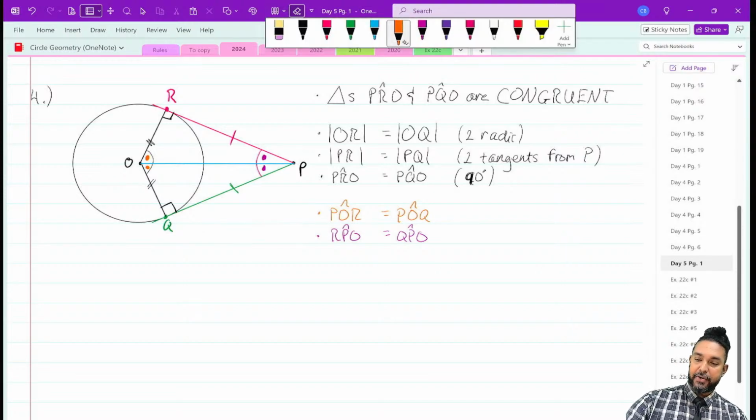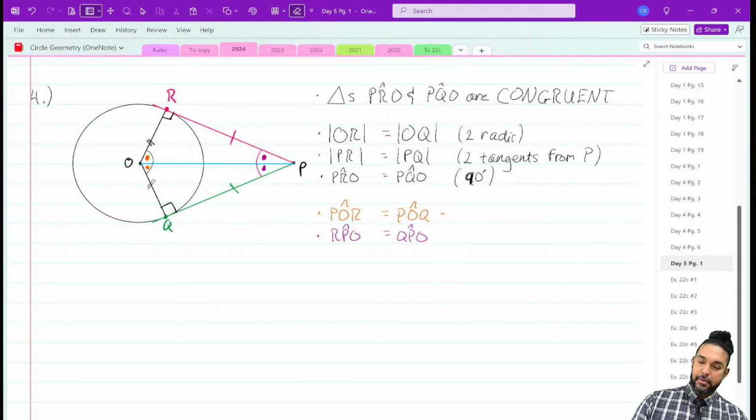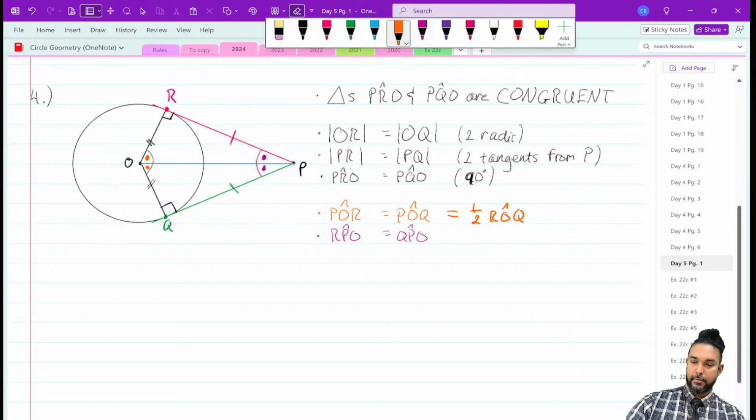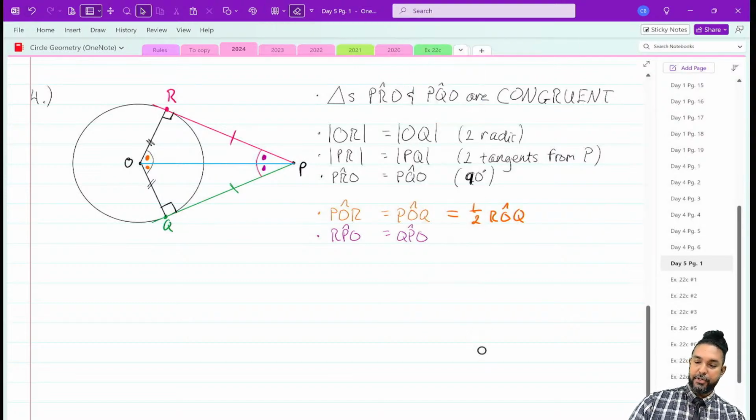Now, I will add an extra note on top of here as well. For this one, each of these two orange angles adds back to the original angle at the center. That's equal to a half of ROQ. And each of the purple angles adds back to the angle RPQ.